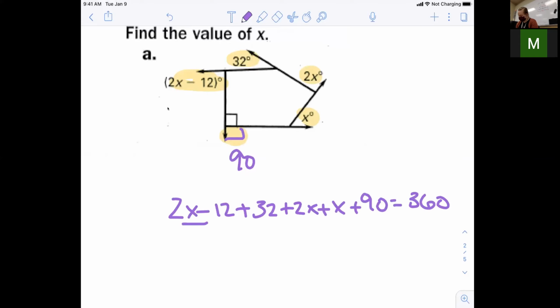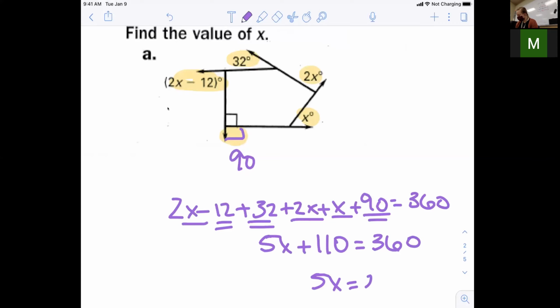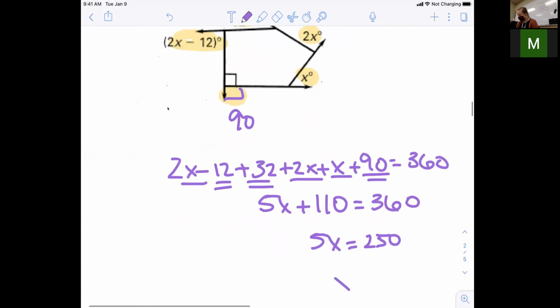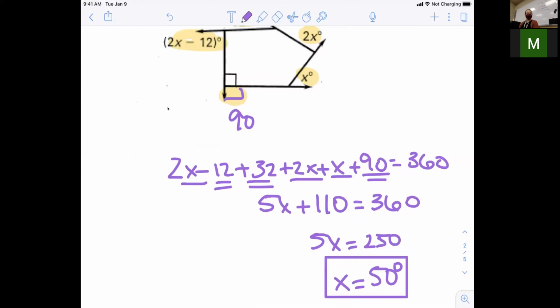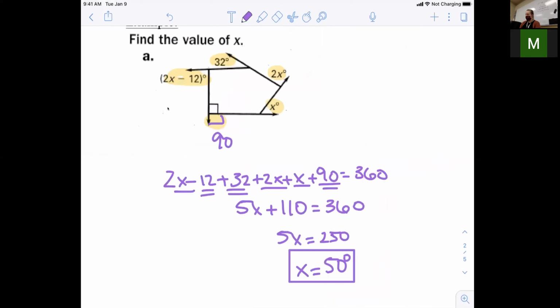All right, 2x plus 2x plus x is 5x. Negative 12 plus 32 is 20. Plus 180 is 110. Minus 110. 5x equals 250, so x equals 50. All right, all we had to do was add them up and set them equal to 360. Always, always, always with exterior angles. Shall I look at the next one?